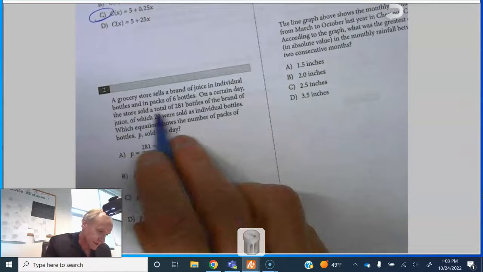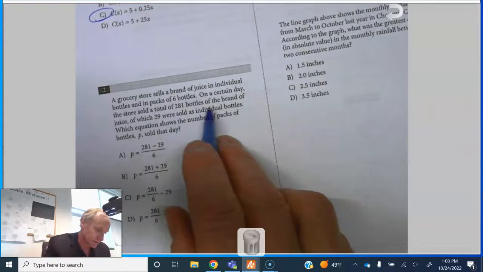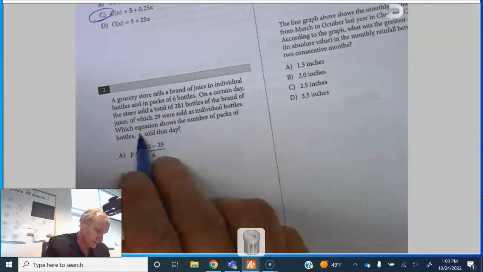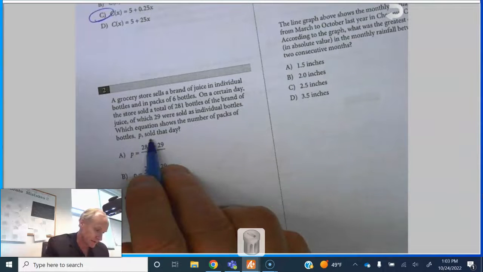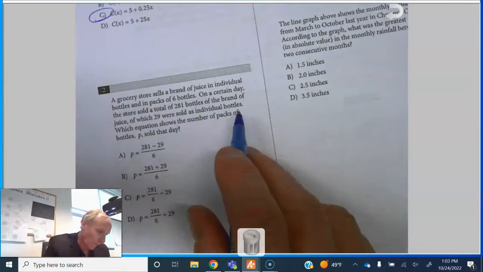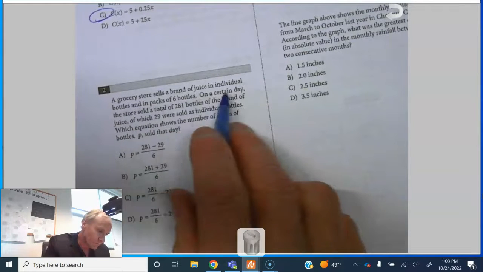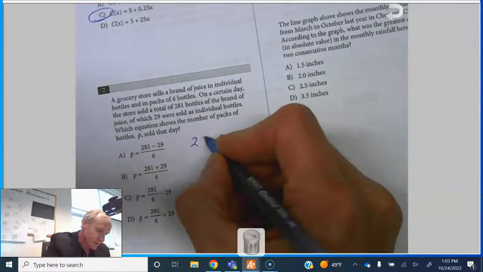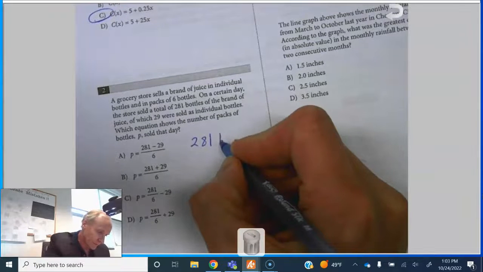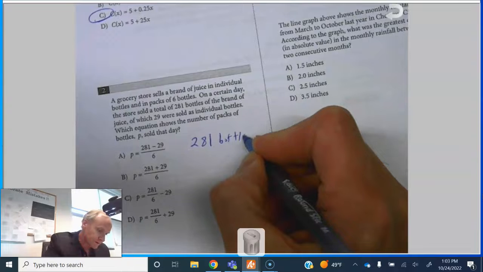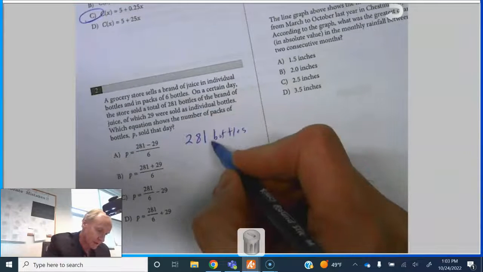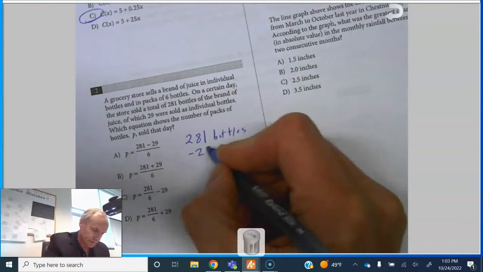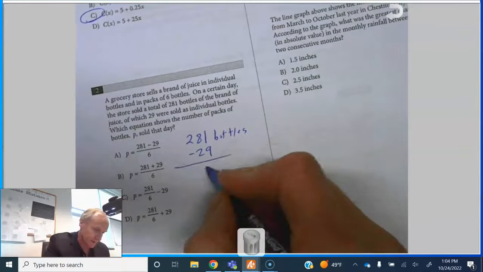On a certain day, the store sold a total of 281 bottles, of which 29 were individual bottles. Which equation shows the number of packs of bottles P sold that day? 281 bottles. 29 were sold individually, so you're going to subtract 29 and then you're going to divide it by 6.